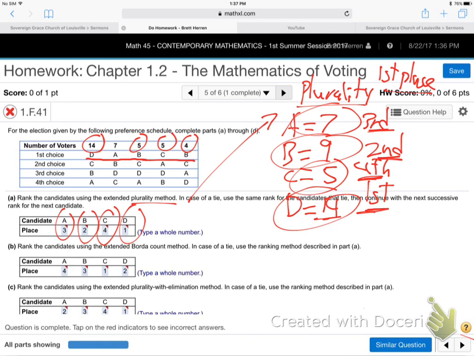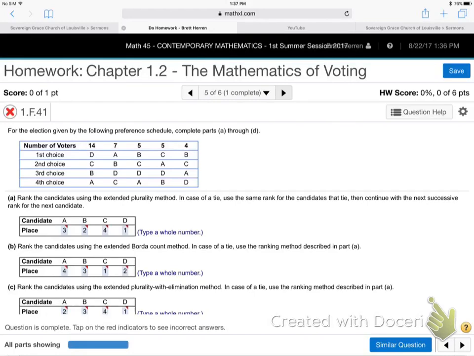All right, you guys getting that okay? Remember how all that works? Let me get a fresh screen here. So we're going to do the Borda count. How does the Borda count work? Remember, it's the point system. How do you lay out the points? 4 times 14. Yeah, you start at the bottom.